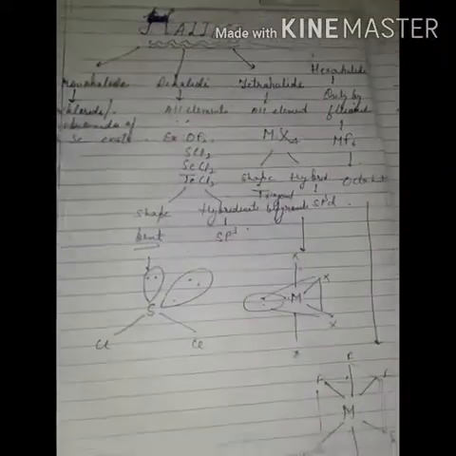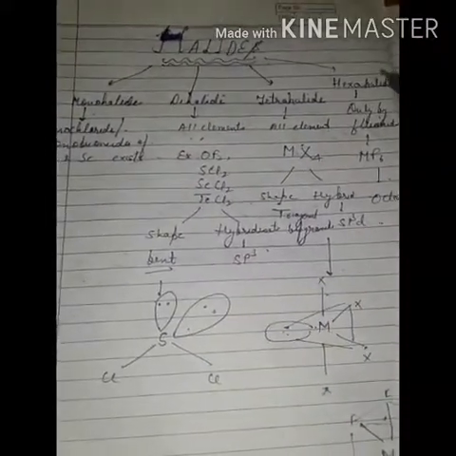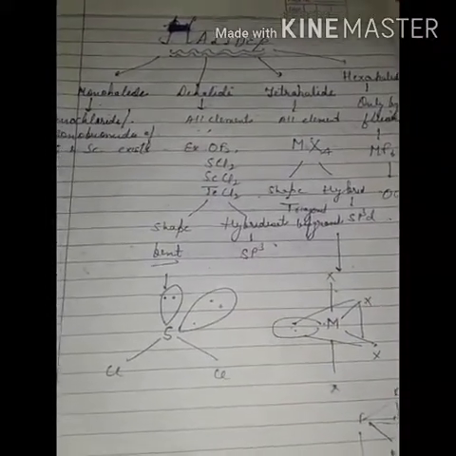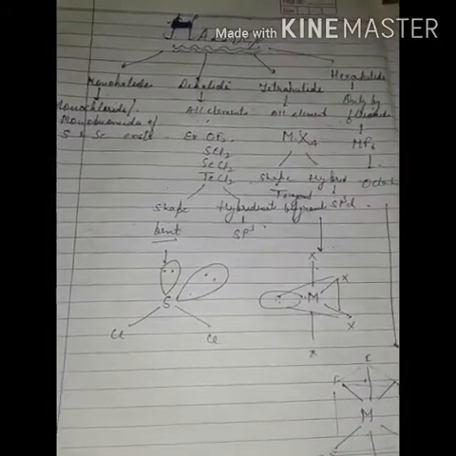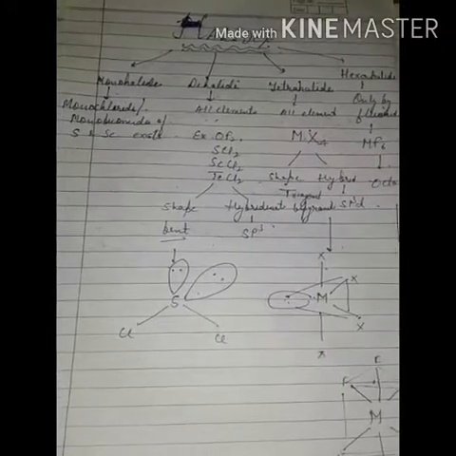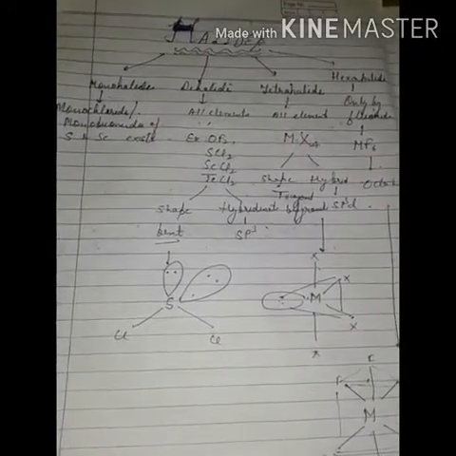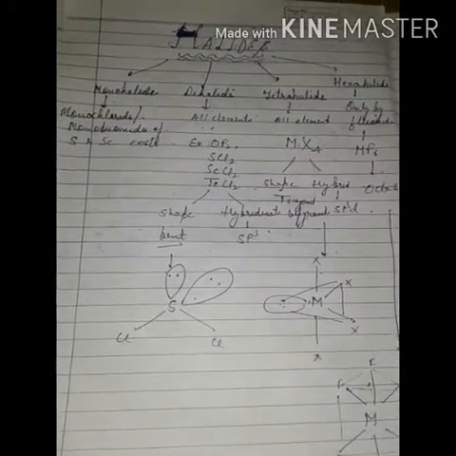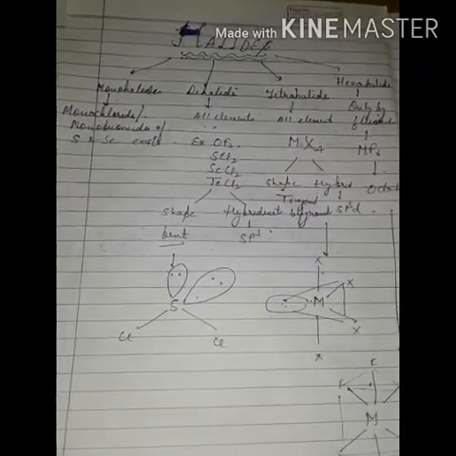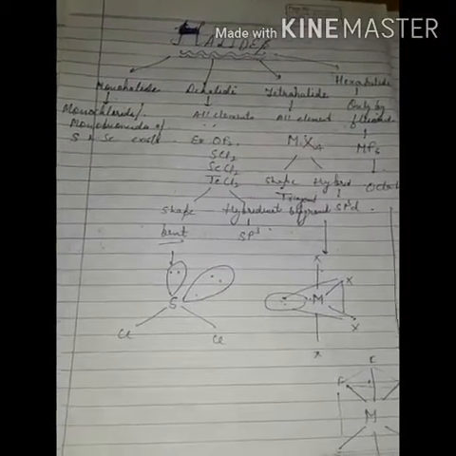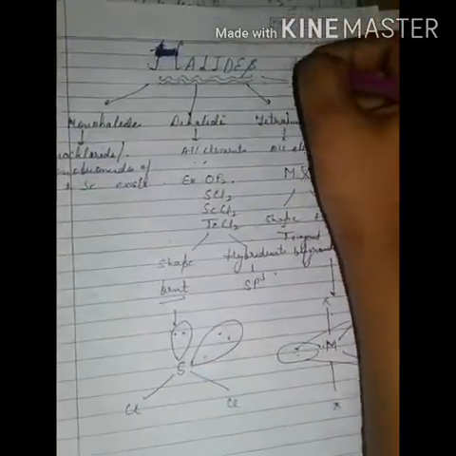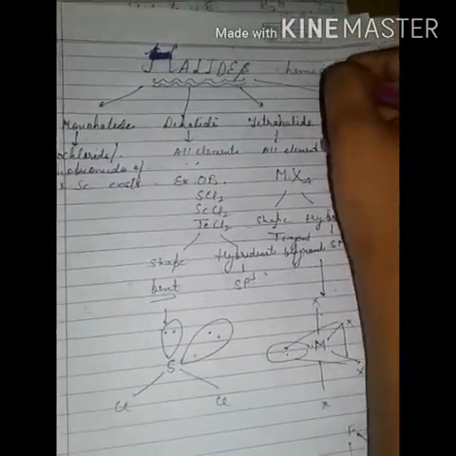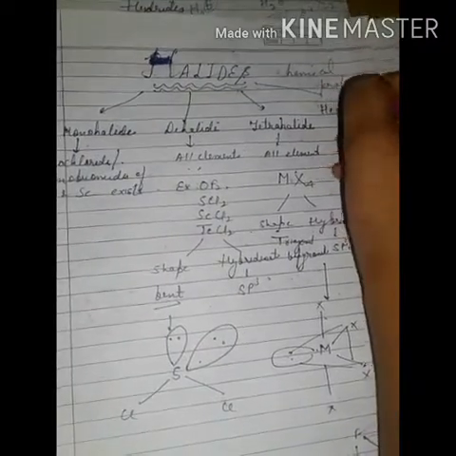Welcome students. Now the next topic which we will cover is halides of group number 16. In the previous video we were doing chemical properties of group number 16. In chemical properties we covered two topics. One was oxidation state and the second was hydrides of group number 16. Now the third is halide. It is also under the chemical properties.